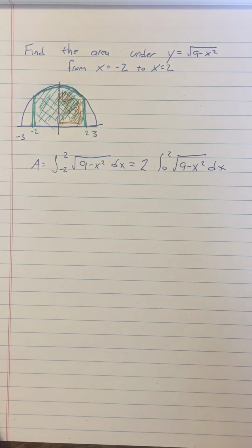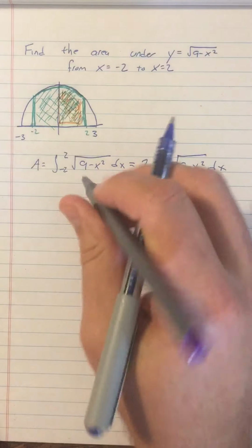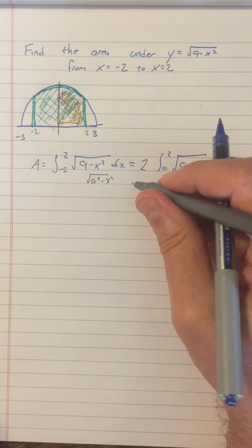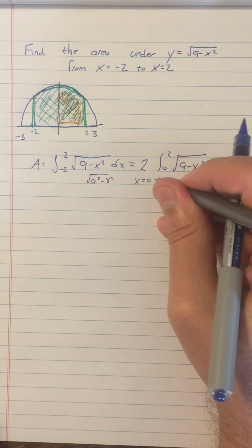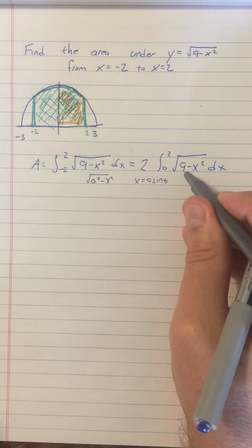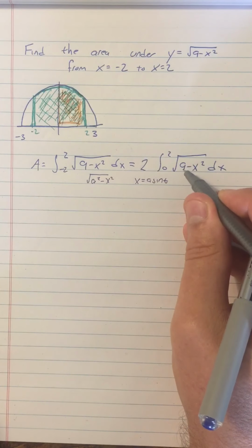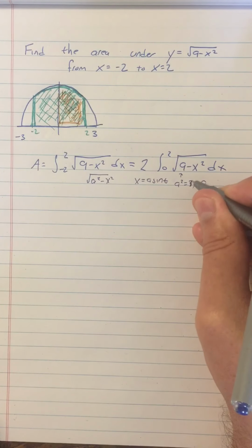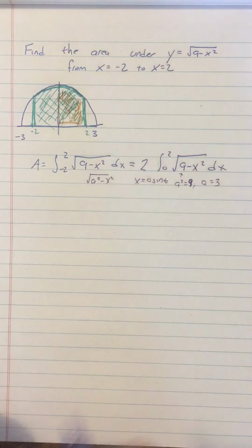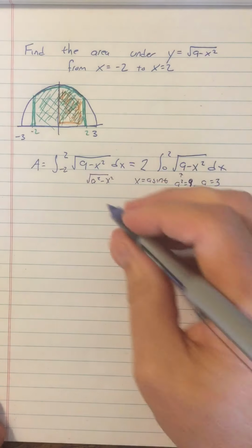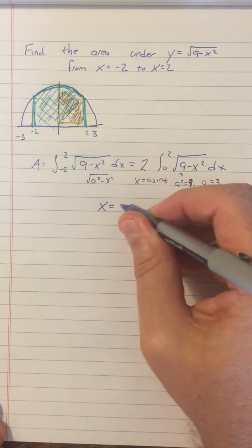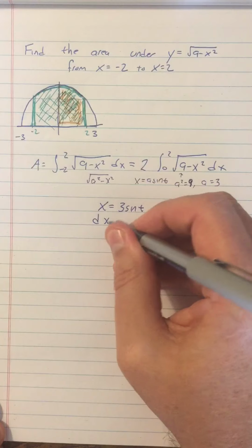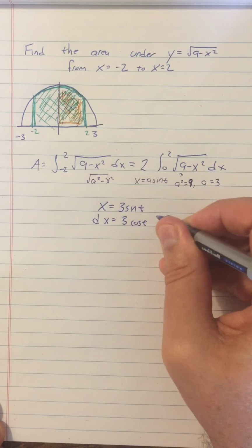Our standard substitution for the square root of a squared minus x squared is x equals a sine t. Now our a is 3, because this is a squared right there. So a squared equals 9, so a equals 3. That tells us our substitution is going to be x equals 3 sine t. And then we find the dx: dx equals 3 cosine t dt.